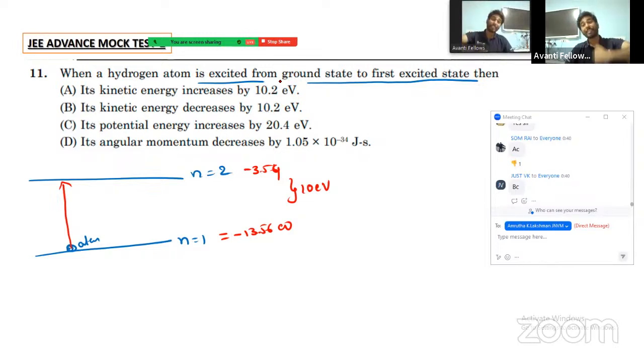Right? Observe करके lose करते हैं. That's why it will go to the upper energy state, right? So what? Kinetic energy will be decreased by the 10.2 eV. Decrease होता है. Kinetic energy decreases.